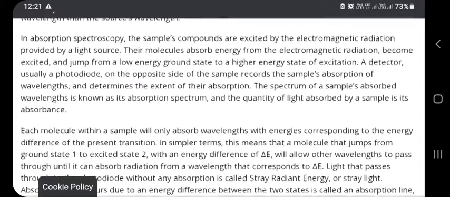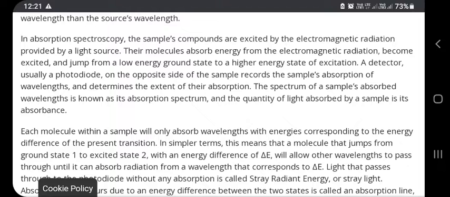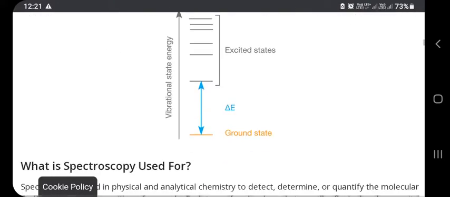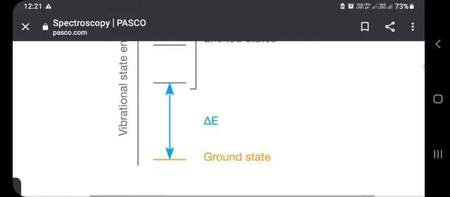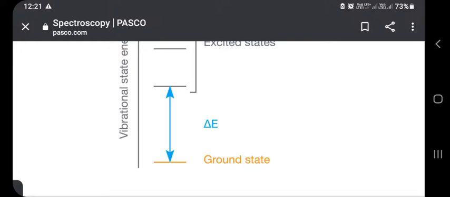The sample compounds are excited by electromagnetic radiation provided by the light. The molecules absorb the energy from electromagnetic radiation, become excited and jump from a low electronic configuration to a high energy excited state. So, the difference in the energy transition is called delta E, that will give you the amount of energy that a molecule will absorb in the system. This is also known as absorption maxima.